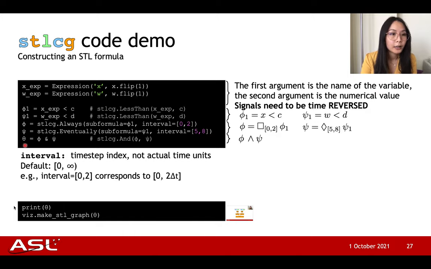And then finally, we have one more step where we define theta to equal phi and psi. Again, we've overloaded the and operator to make this a little neater to type out. So we have defined an STL formula theta, phi and psi, and also phi 1 and psi 1. And then we can also print out what these formulas look like.